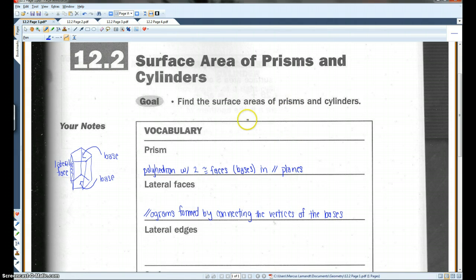Alright, I also drew a picture over here illustrating what I'm talking about. Here are the bases, and the ones on the sides are the lateral faces. Lateral edges are basically the segments connecting the vertices of the lateral faces, so these segments here.